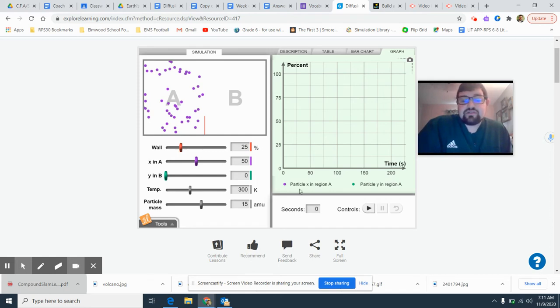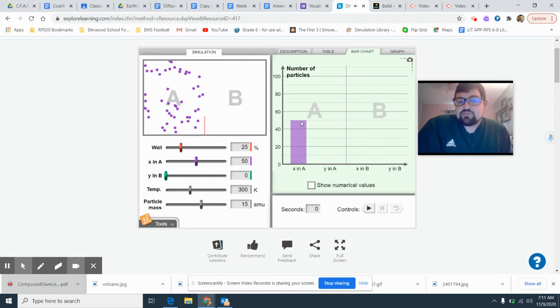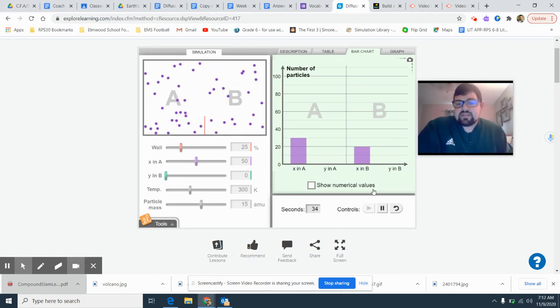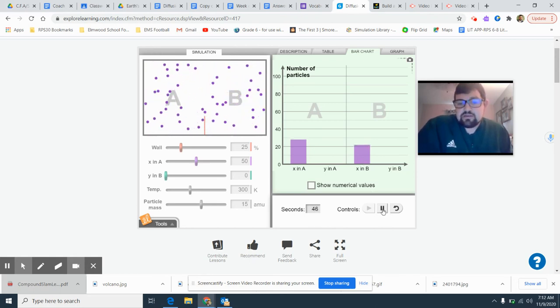And so what we're going to do is hit play, and when we do that, I'm going to look at the bar chart because it's really easy to see when this bar becomes equal on both sides. So I'm going to hit play, and you can see there's a timer right here. I'm watching to see when those two purple lines become the same. And I'm going to pause it.